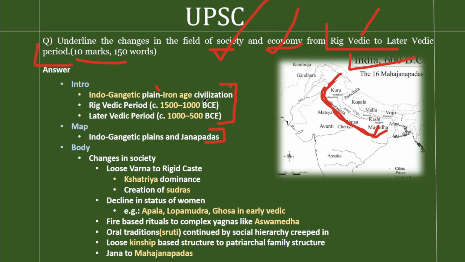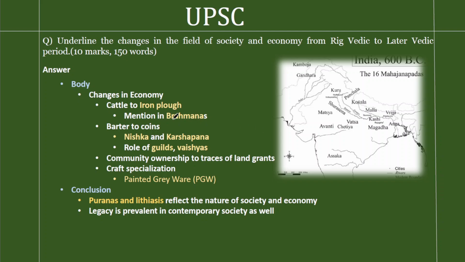Coming to the body part, the question itself talks about two different dimensions. One is society and one is economy. And on both these fronts, you have to mark the changes from Rigvedic to later Vedic time. So we can structure it as a whole, and the division within that would be society and economy. Here we have structured it like that: changes in the society first and changes in the economy after that.